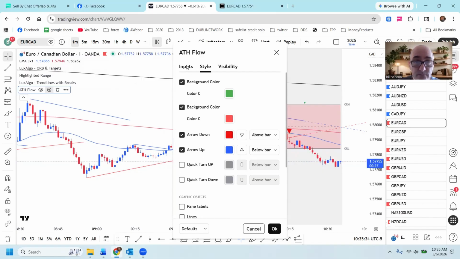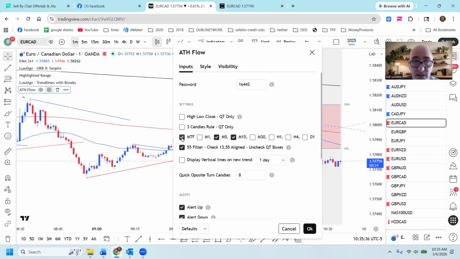Let's see here. We have multi-time frame checked. We have 5-minute, 15-minute, and then the 55 filter. Now, if you're going to trade on the 5-minute, then you would select the 15-minute and the 1 hour. You don't want to select the 30. I'm trading on the 1 minute, so I have the 5-minute and the 15 selected. Again, 55 filter as well.